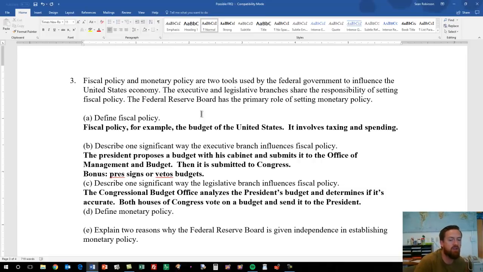I wrote, the Congressional Budget Office analyzes the president's budget and determines if it's accurate. Both houses of Congress vote on a budget and send it to the president. And there's maybe committees or something. It says that acts on tax expense, which is kind of the same as tax.